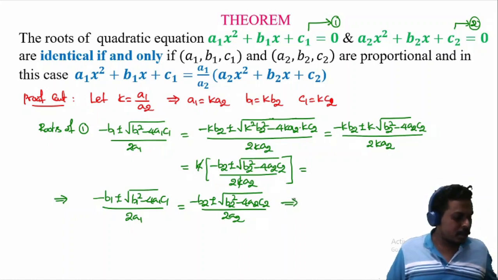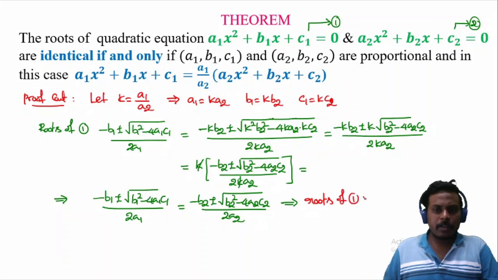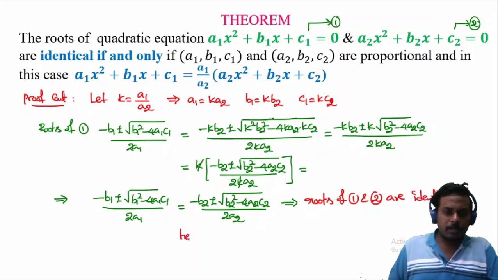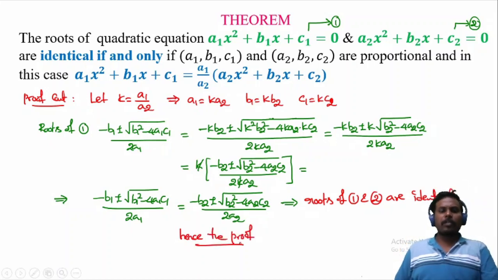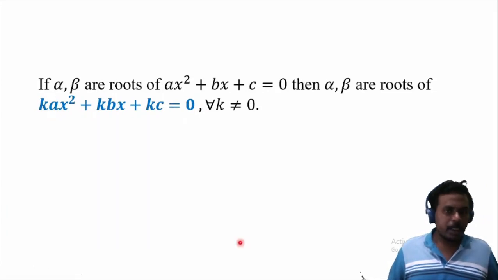So this implies, what is the conclusion? The roots of equations 1 and 2 are identical. So here completes the proof. We have proved both the ways. Okay. Now let me discuss a corollary related to this. The corollary is this one.